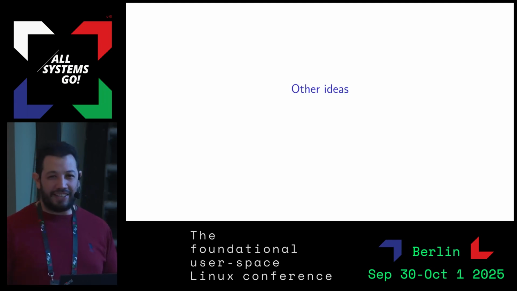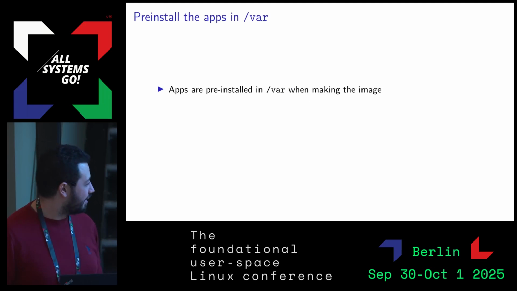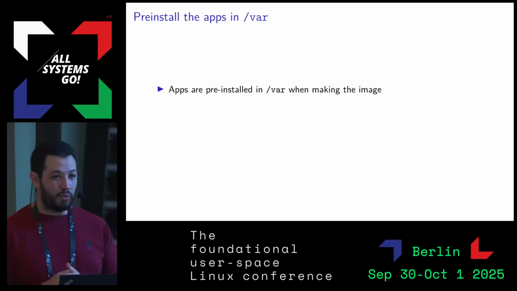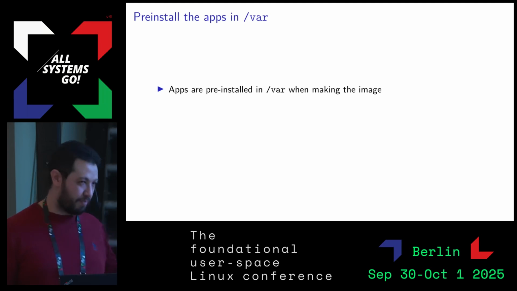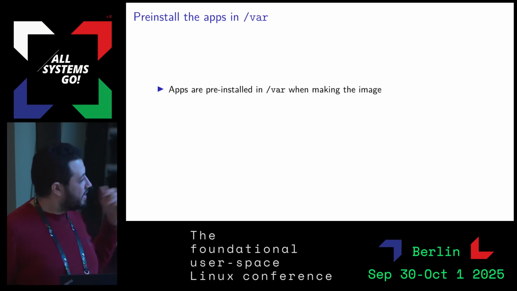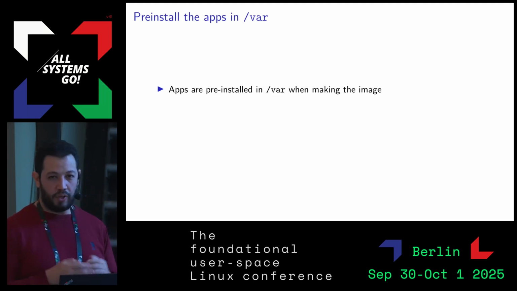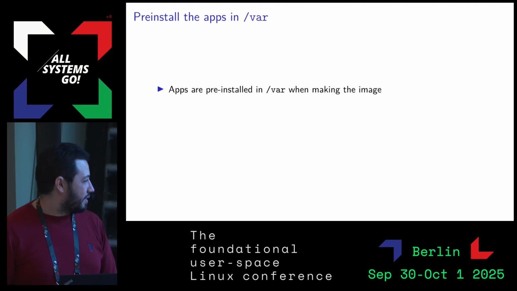So what are other ideas? What are other things that we could do? So one probably simple thing that one might think of, and many of those, I think at least Endless were doing this, is to pre-install the apps in var. So you have the apps already pre-installed when you install the system, and you just copy everything to var at install time.